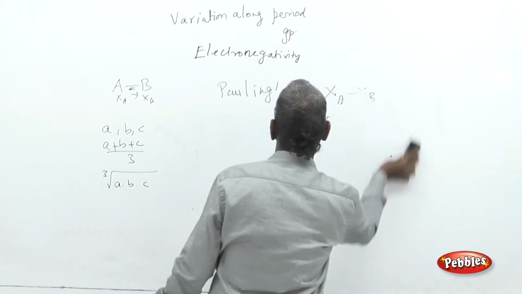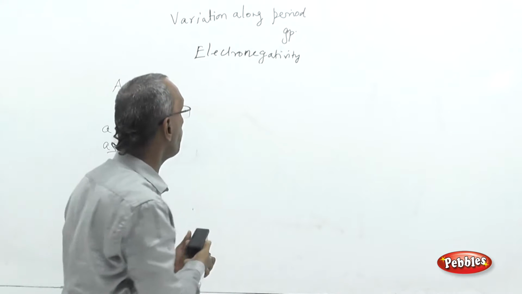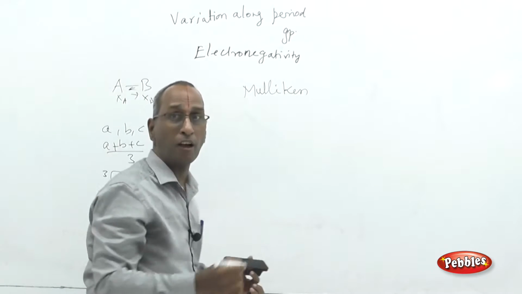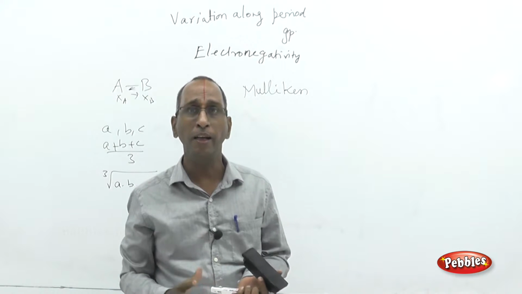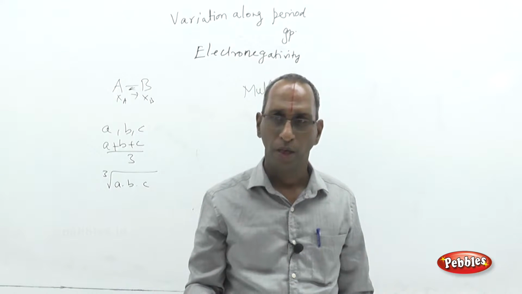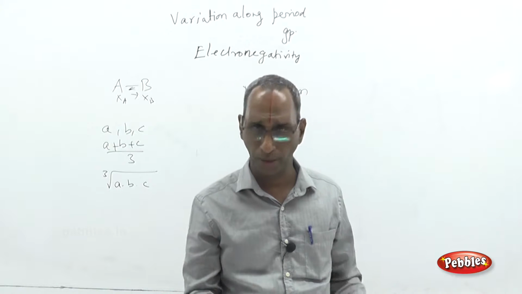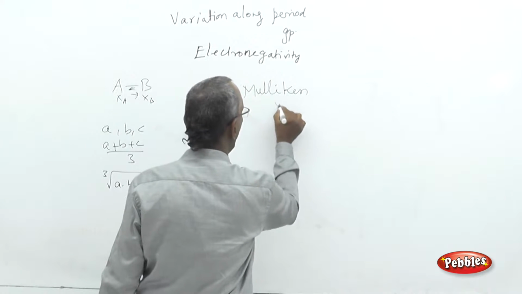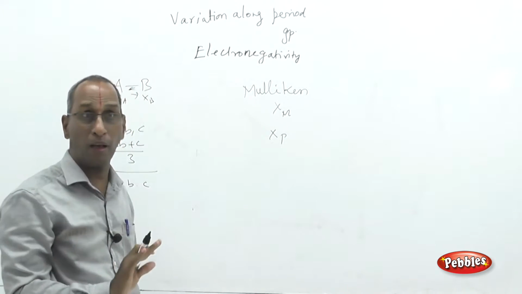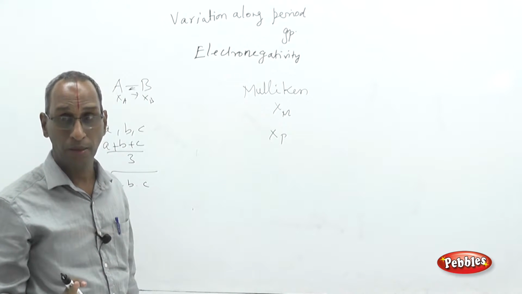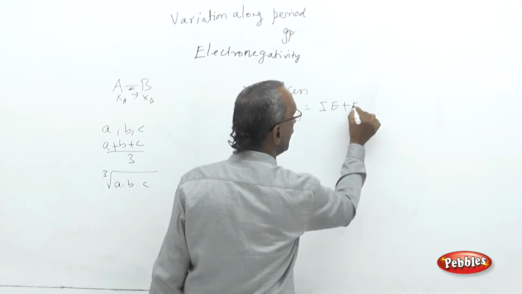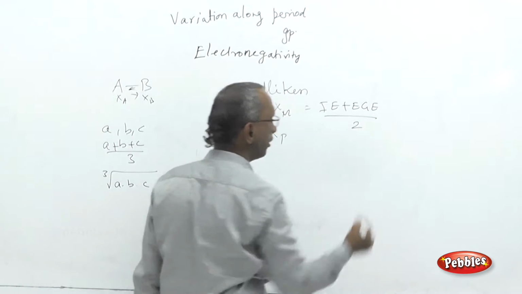Another scale of electronegativity is called Mulliken's scale. He made the process quite simple. He viewed electronegativity as the combination of ionization energy and electron gain enthalpy. Ionization energy is the energy requirement process. Electron gain enthalpy is the energy releasing process. So he defined Mulliken's electronegativity Xm. Xp is Pauling's electronegativity. Xm is not metal or phosphorus; it is named after the scientists. So Xm, Mulliken's electronegativity, is nothing but the average of ionization energy and electron affinity or electron gain enthalpy.